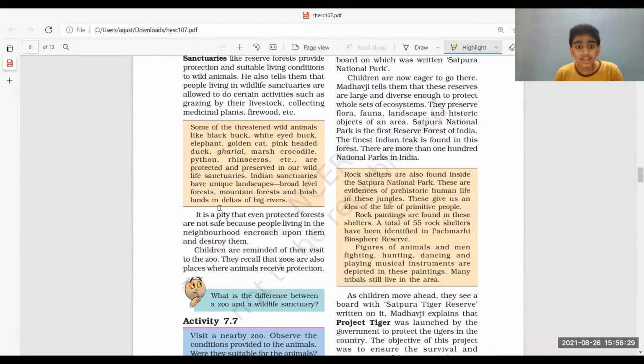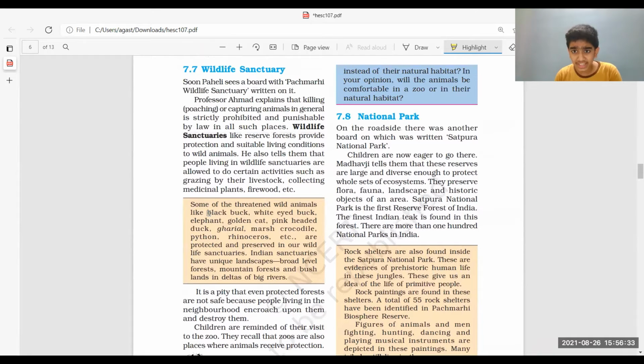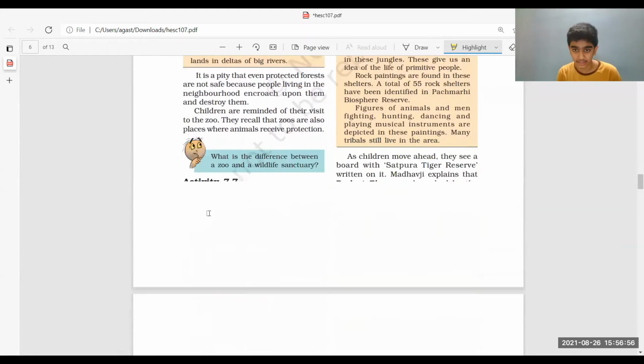Now we'll understand national parks. National parks are again the same thing. These are also areas designated to protect the animals, and the conditions are quite favorable for animals too. Satpura National Park is India's first national park, and it is known for its finest Indian teak. And there are more than 100 national parks in India.